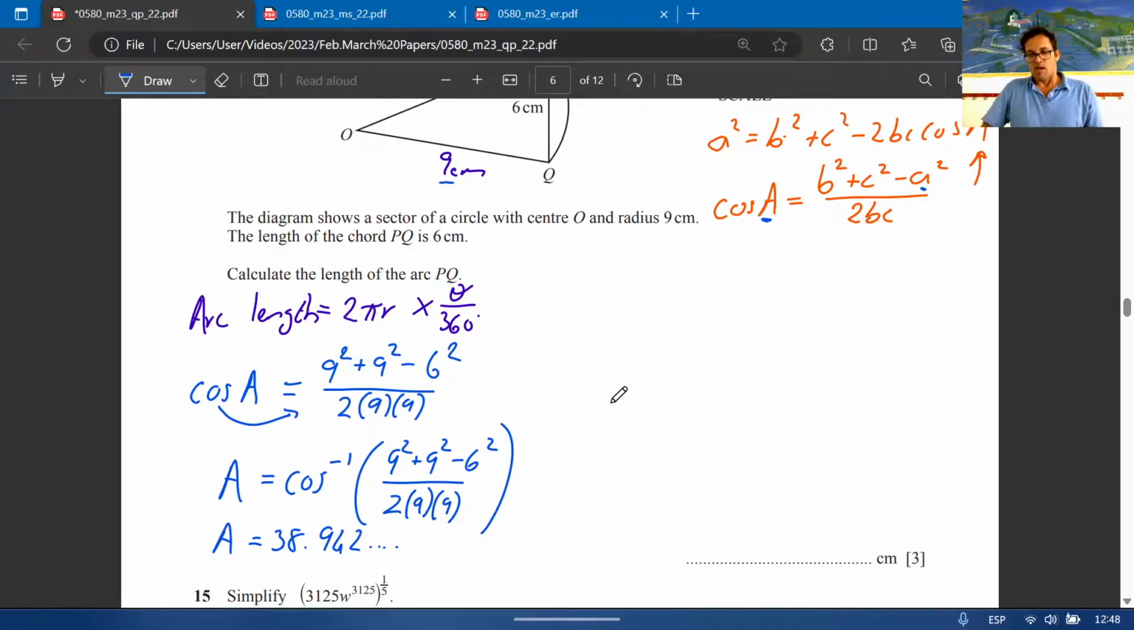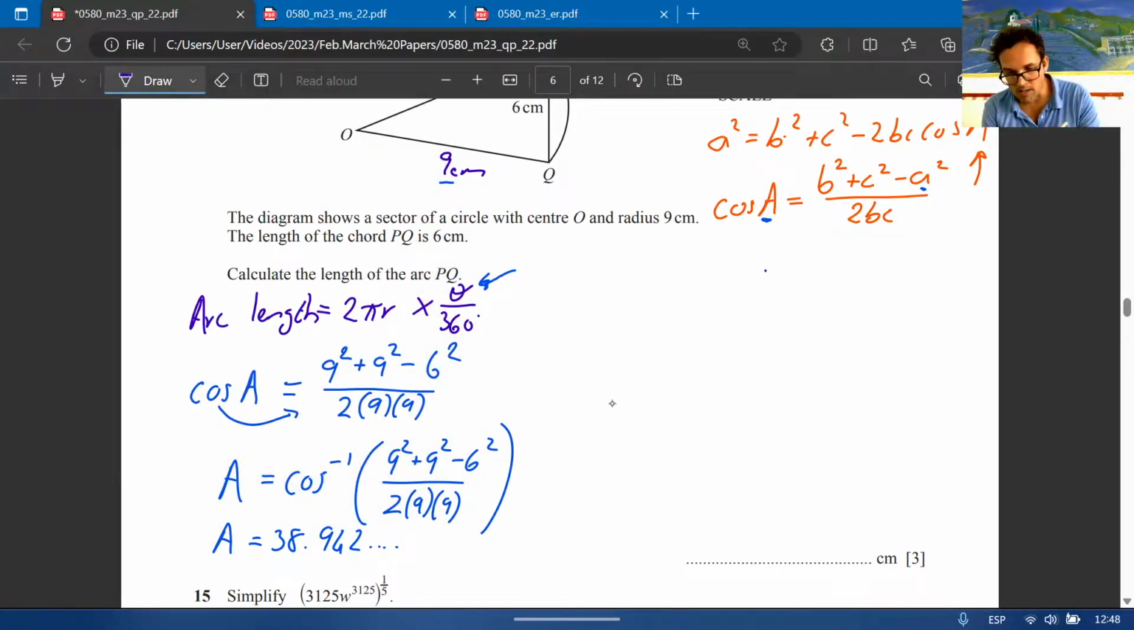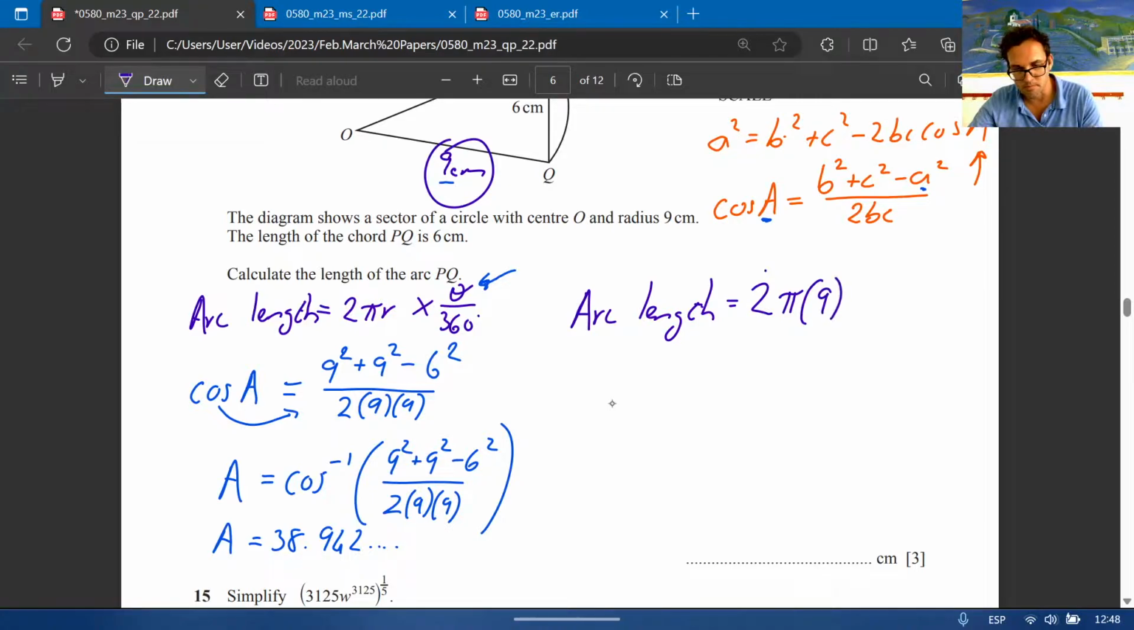Okay. So we got the angle now. Now we can go back here and we can put the angle there. That's what we wanted. Okay. So let's go back to a nice beautiful color. So to find the arc length, we're now going to do 2 pi times the radius, which is 9, times that angle, 38.942 unrounded over, what's it, 360.